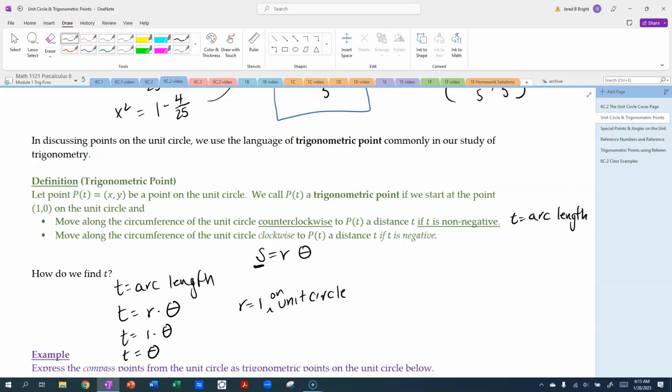Be careful. What were the conditions on theta? Okay, theta is in radians. So when we talk about t, we can actually just say it's the angle from the unit circle that we're working with expressed in radians. Okay, so easy way to find t if need be.